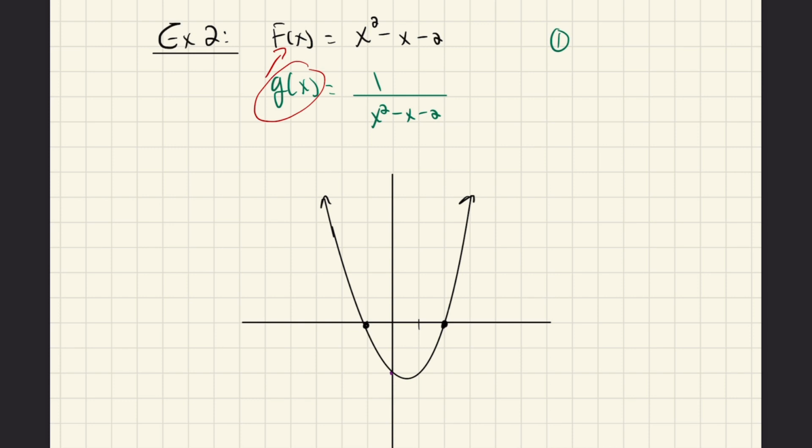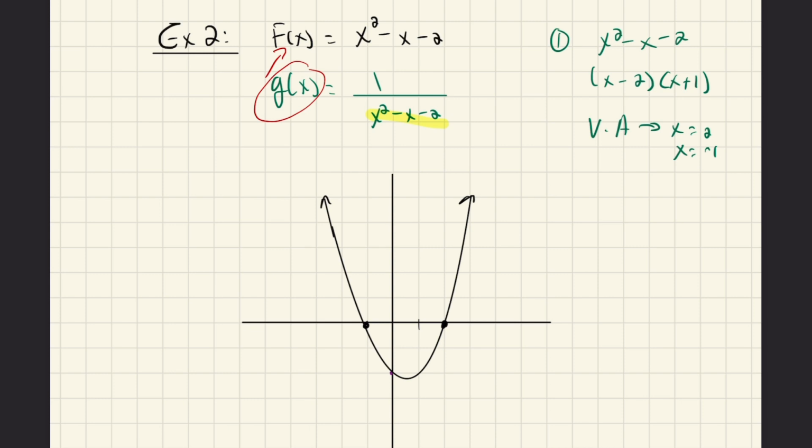Now, in this case, we're going to factor the quadratic over here. So x squared minus x minus 2. When we factor this, and you could do this several ways, I'm kind of skipping this step here, we end up getting x minus 2 and x plus 1. So that means that there's a vertical asymptote, and I'm going to write this here. Vertical asymptote at x equals 2 and x equals negative 1.